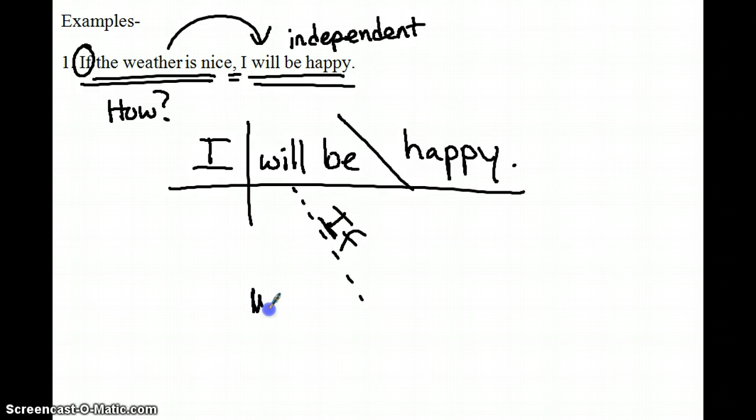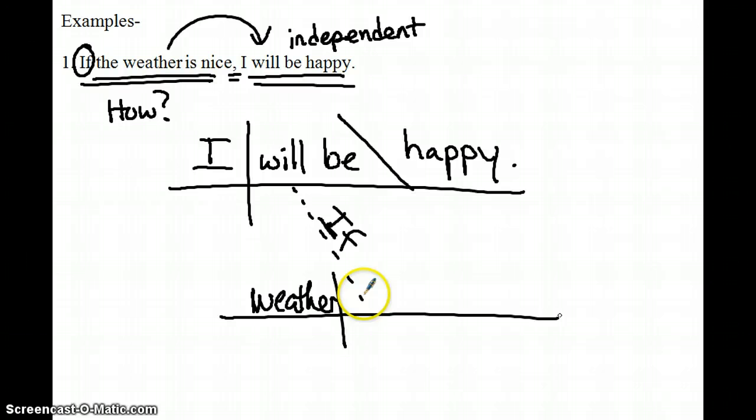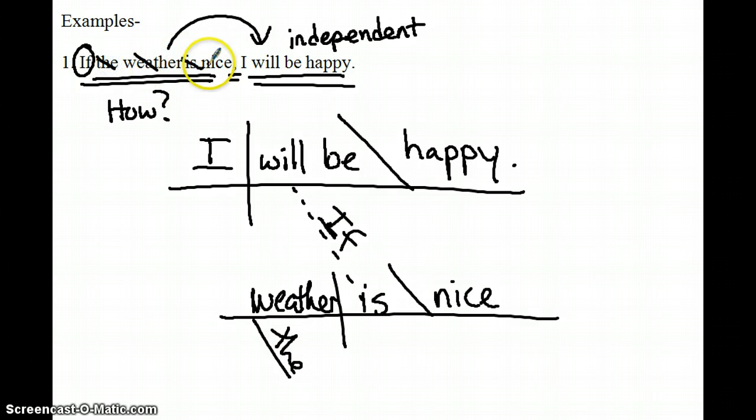Weather, is our verb, nice is a complement, okay, and the answers a question, what weather? You can see why it's helpful to cross things off to make sure that you use them all. Okay, let's put a comma after nice because it was in the sentence. Period at the end of happy. Let's move on to the next example.